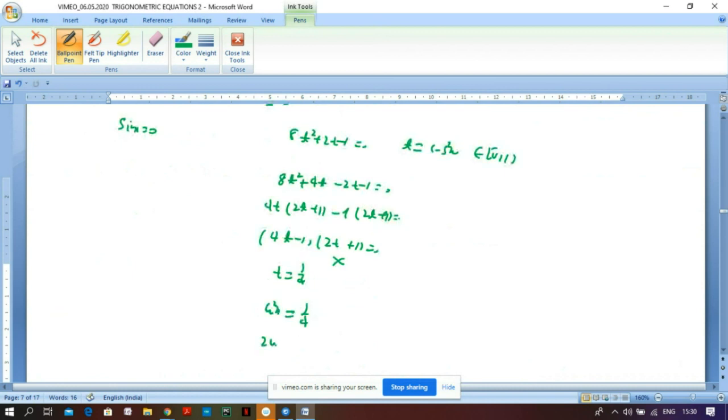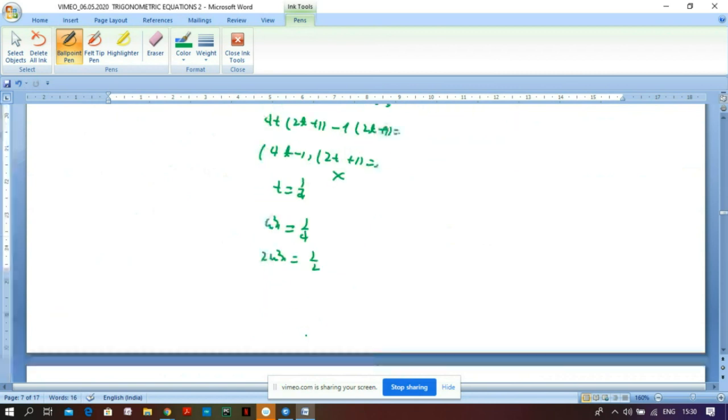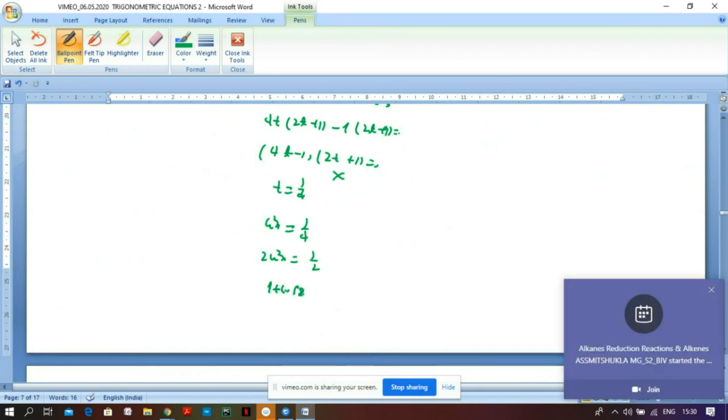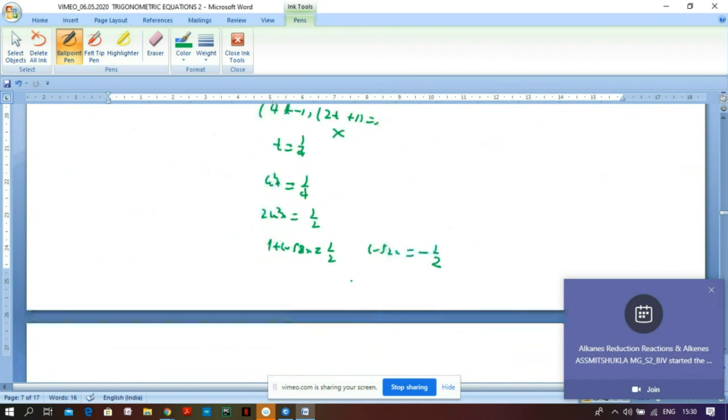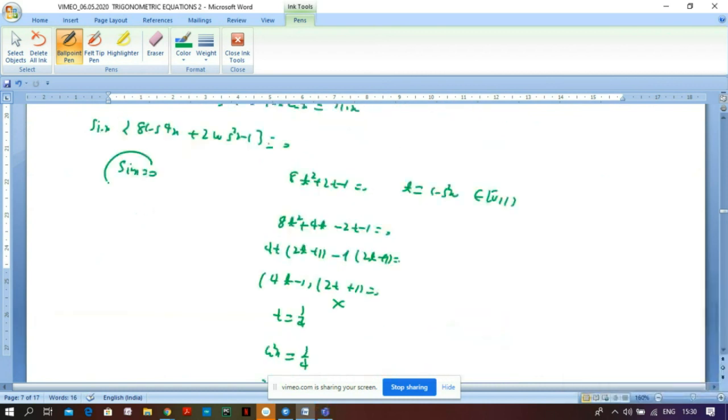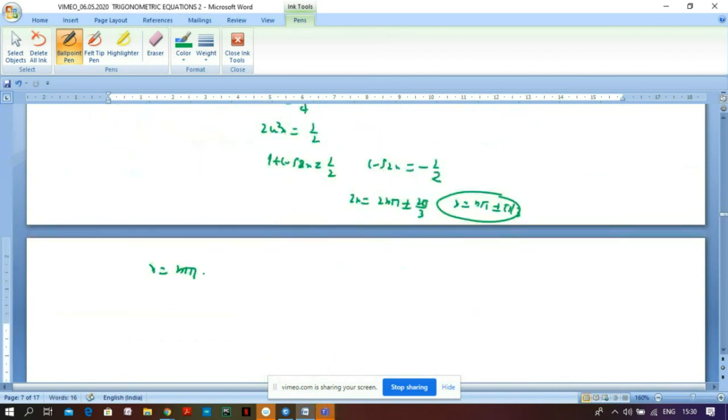I can write 2 cos square x is 1 by 2, and 2 cos squared x I can write as 1 plus cos 2x is 1 over 2. So cos 2x is minus 1 over 2. And so 2x is 2n pi plus minus 2 pi over 3, so x is n pi plus minus pi by 3. The other solution was given by sin x is 0, so x equal to n pi. So our solution is x equal to n pi and x equal to n pi plus minus pi over 3. And this will be our final solution.